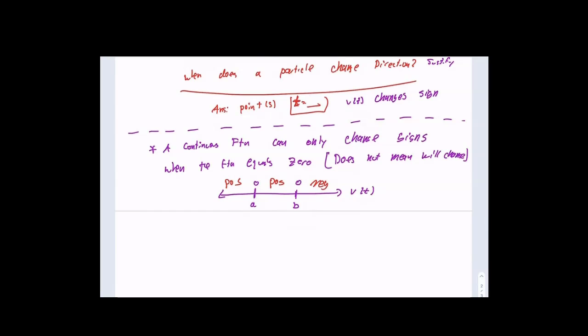Now, it could have been negative, negative, positive, or positive, negative, positive. It could be any combination of positive or negatives. But the key idea here is that between the values of A and B, if this is the only place where the function is 0, then between the values of A and B, it has to be either all positive or all negative. After the value of B, it needs to be either all positive or all negative. Before the value of A, it needs to be either all positive or all negative.